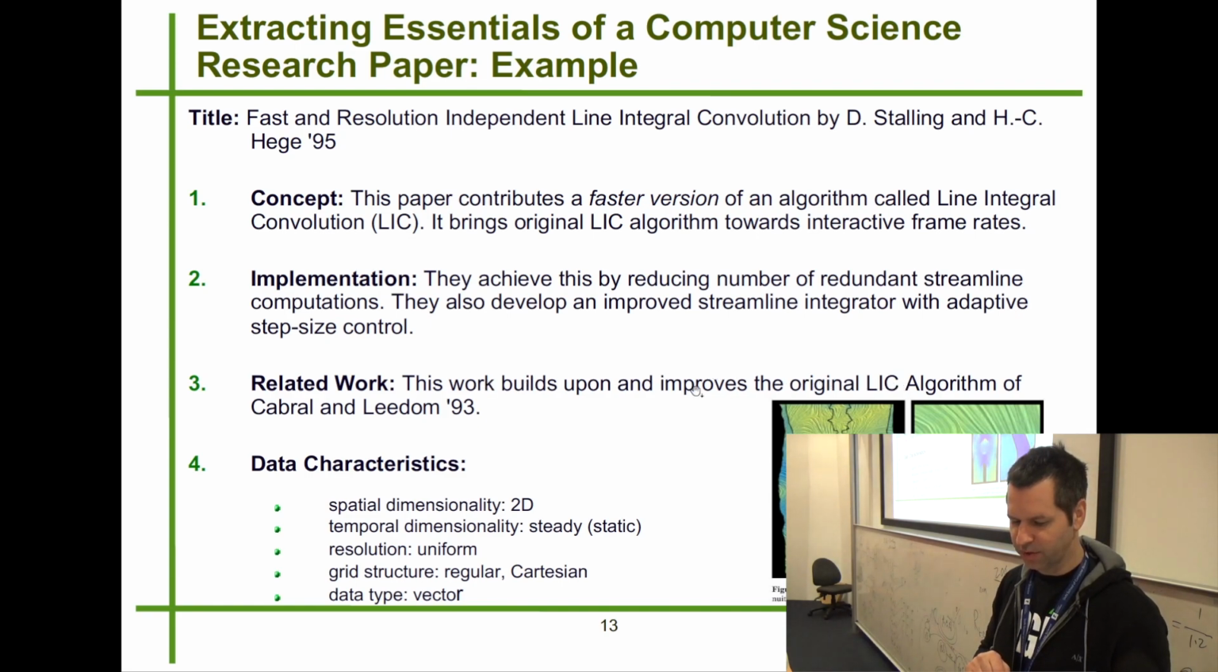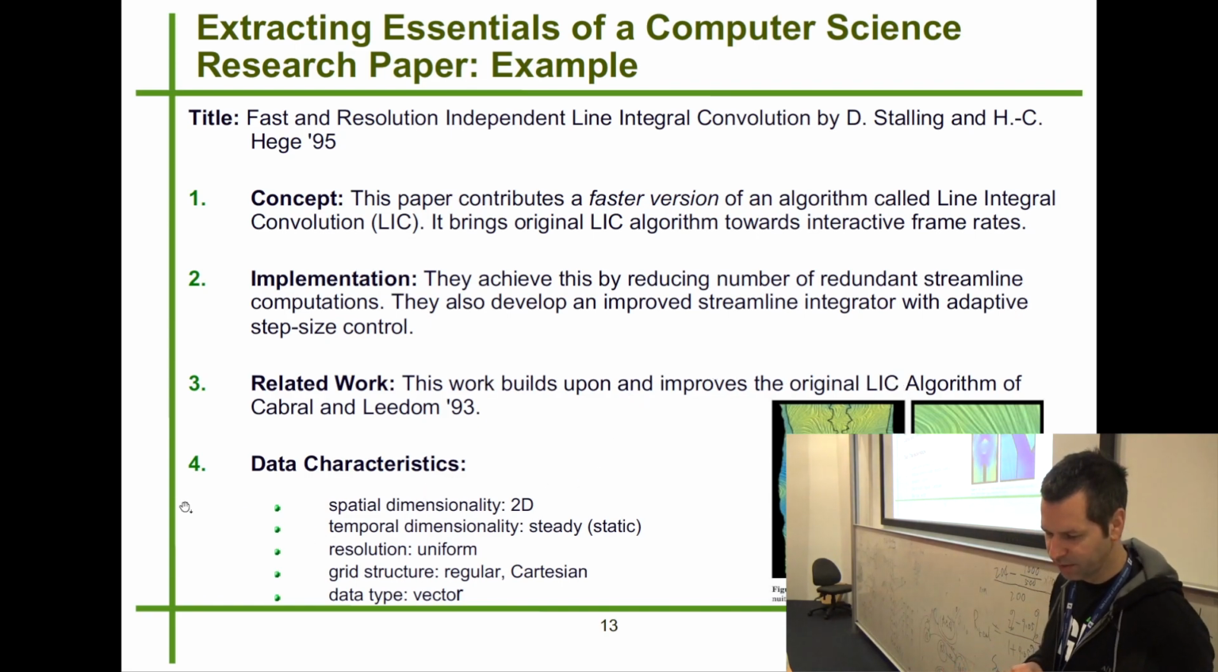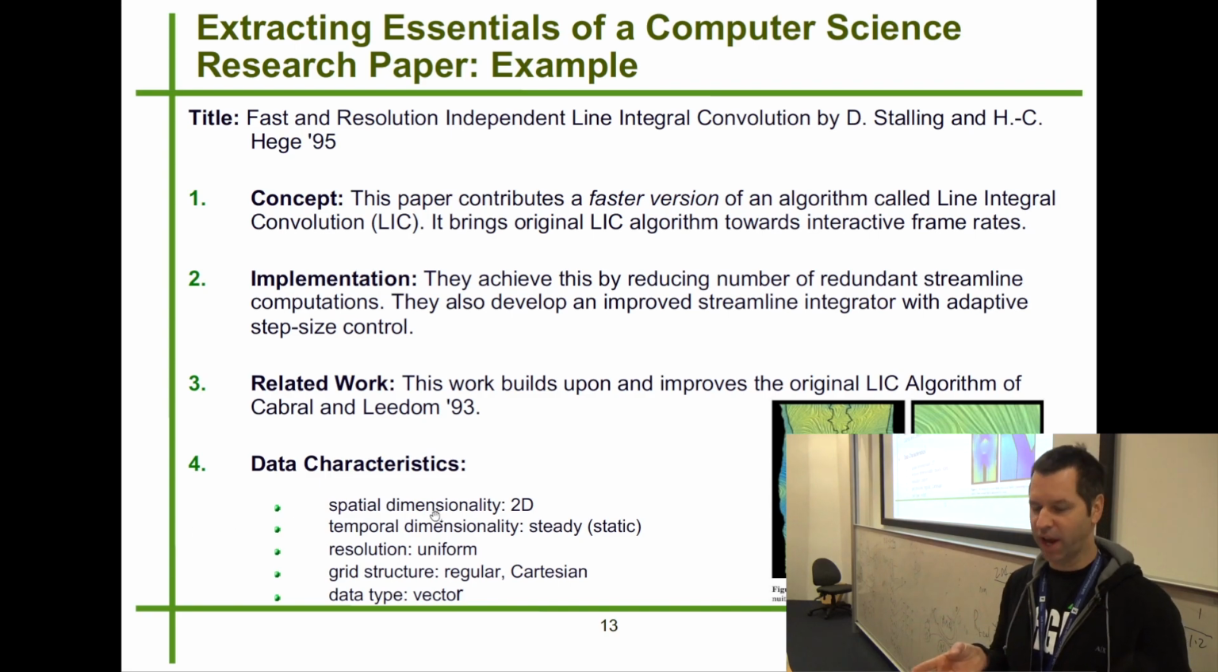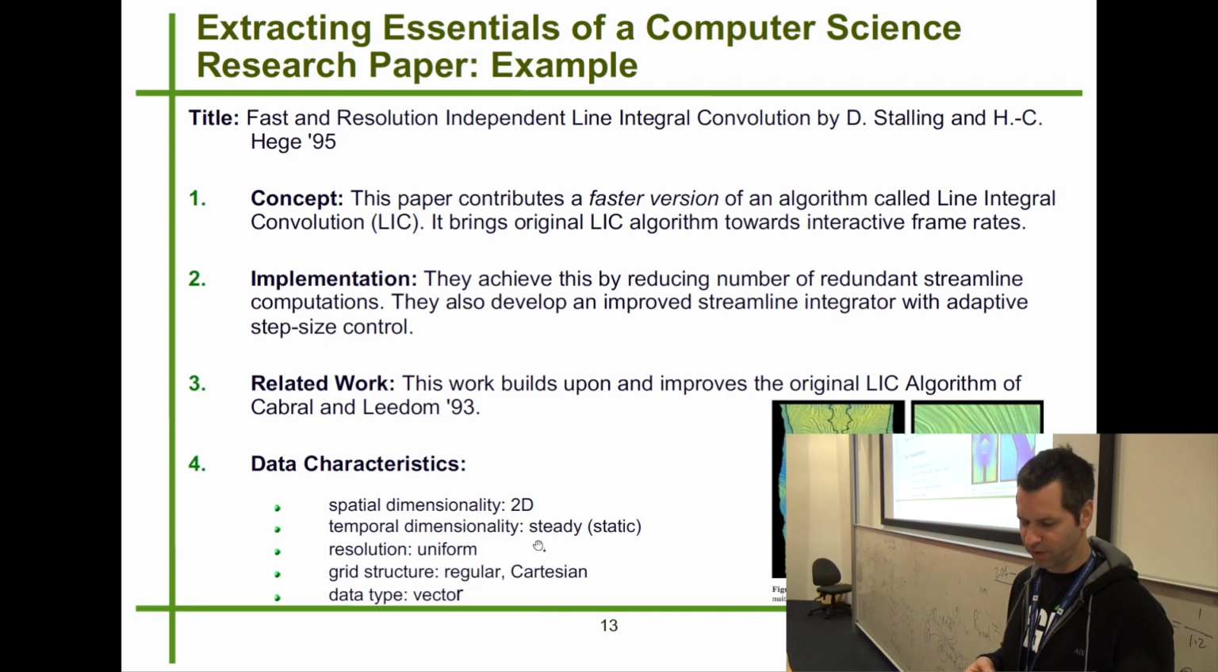And then there are some data characteristics, right? This is 2D data we're talking about. It's static data. In other words, it doesn't change over time. It's uniform resolution. It's on a grid. And it's vector data.